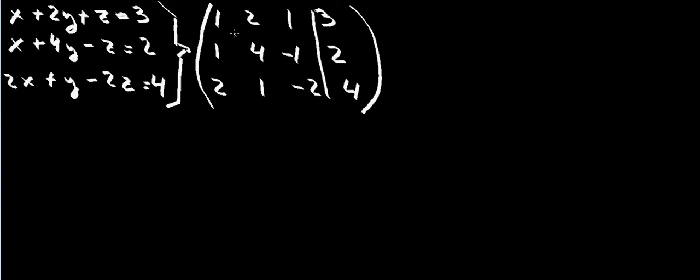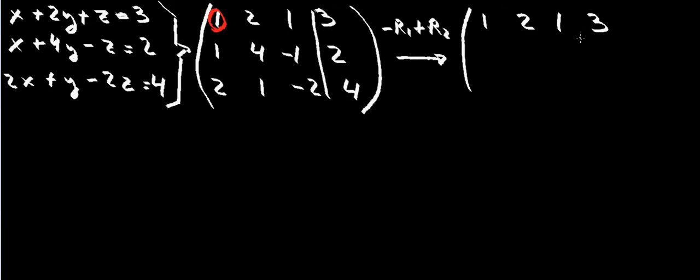Okay, so the first step, this element 1 is going to be our pivot, and we're going to use that element to get zeros here and here. So on the first column, second row, and third row. So the first thing we're going to do is minus row 1 plus row 2 to get a 0 in position 2,1 here. So the first row doesn't change, and the second row will change following this operation.